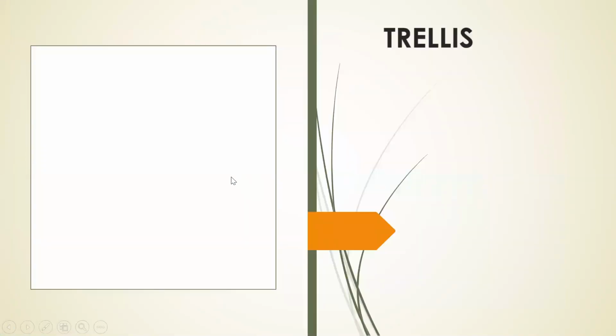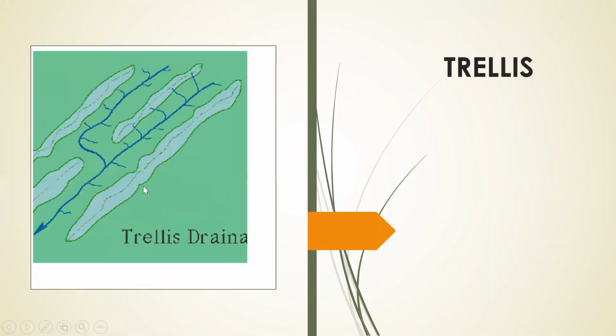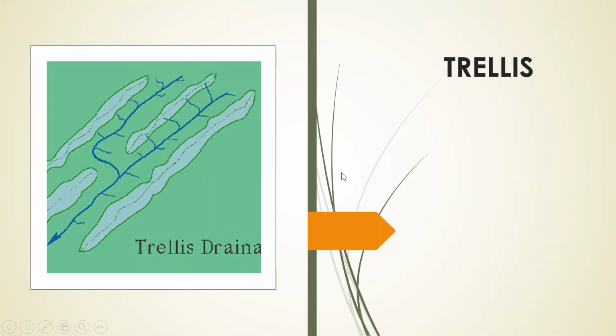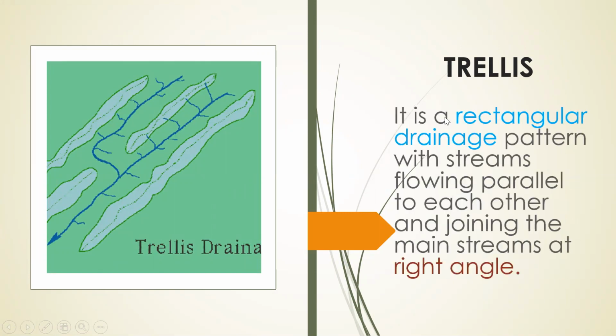And the second one is terrace. This is the terrace pattern you can see. And let's see the theory. What is this terrace? It is a rectangular drainage pattern in which streams flow parallel to each other and join the main streams at a right angle. This one is very important. It is a rectangular drainage pattern, and it's joining main streams at a right angle. See here, it's joining the streams at a right angle, a 90-degree angle. You can see this, and this type of drainage pattern is known as the terrace drainage pattern.